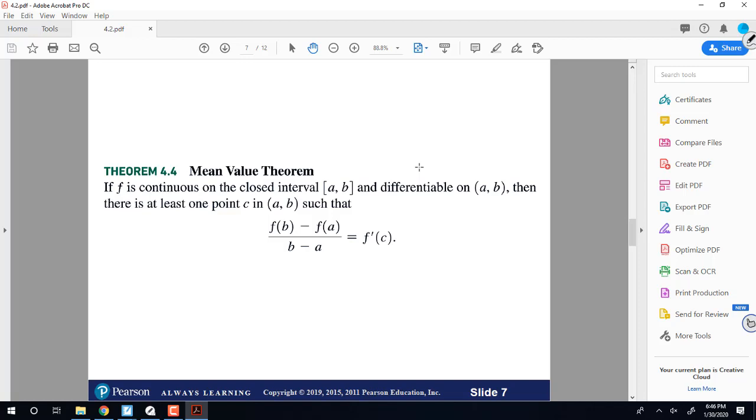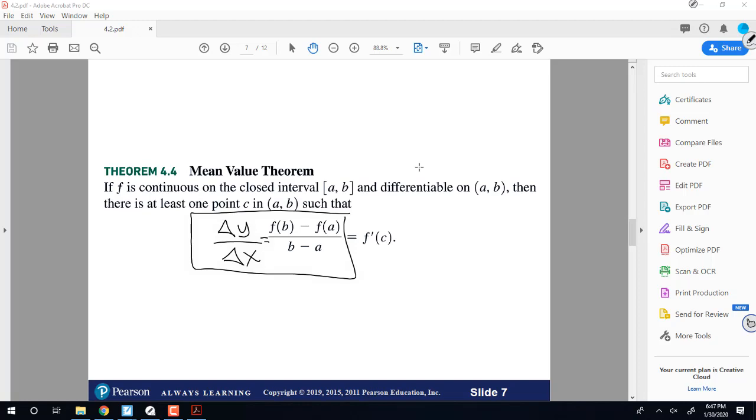So then there's at least one point in this interval. This a, b is on the x-axis. So there's at least one x value that we're going to call c, such that f of b minus f of a over b minus a. What is f of b minus f of a over b minus a? It's just slope. So if the function's continuous and differentiable, then there's a location in that specific interval where the slope of the secant line is equal to the slope of the tangent line.